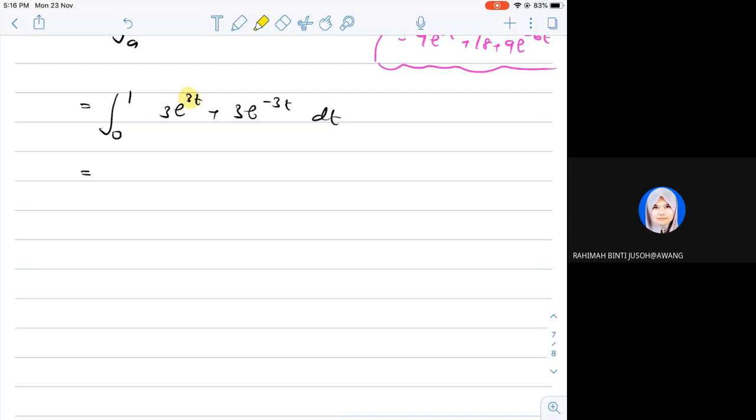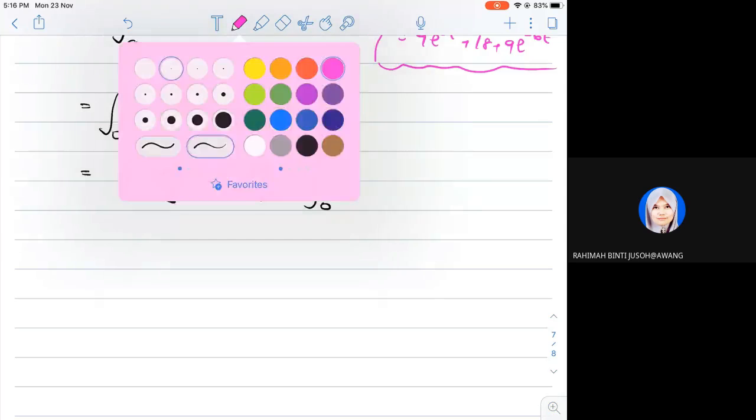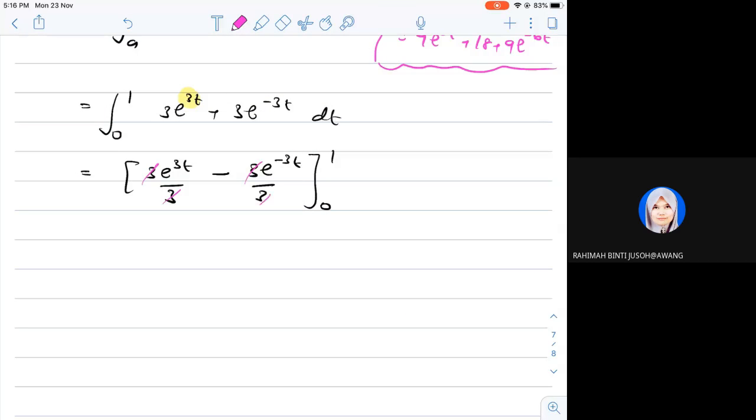Where should we bring this? We have to divide, right? Divide by 3. Okay, so we will have 3 over 3, exponent 3t divided by 3, plus, minus because negative. So 3 exponent negative 3t over 3. So substitute 0 and 1. Okay, this 3 and 3 can be cancelled.